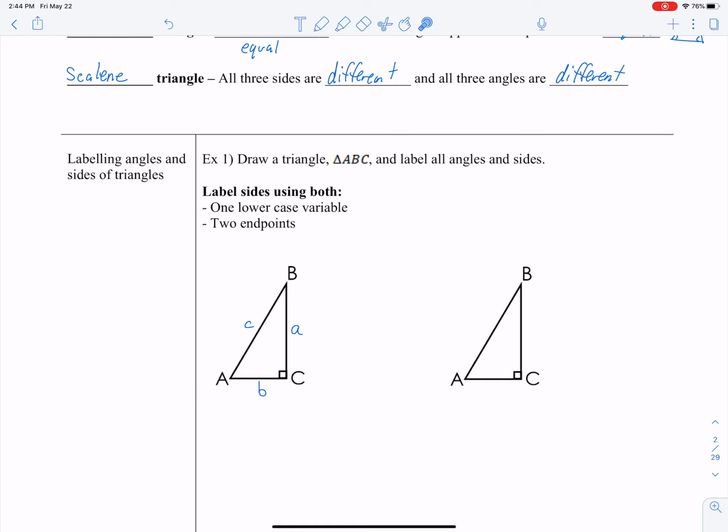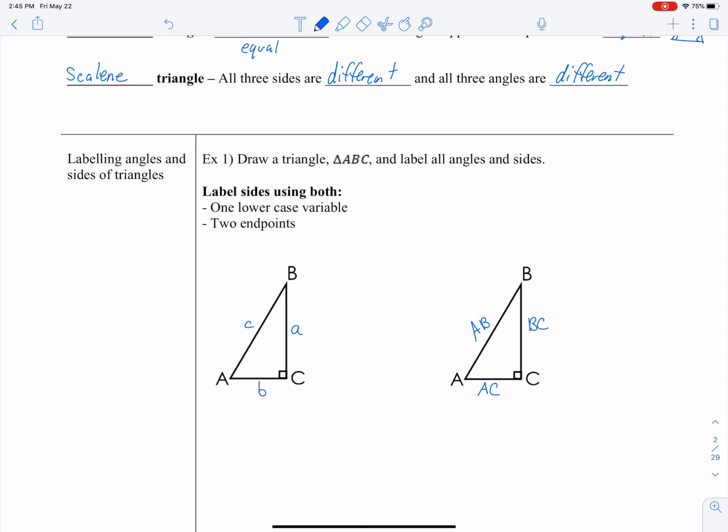The other method is using the two endpoints to label the sides. So let's start here. Our endpoint is A on one end of this line, and the other endpoint is C at the other end of the line. So in this case, we're going to use capital letters still. So we call this side capital AC. Next one, we're starting with a capital A, and we're ending with a capital B. So this side here, we're going to call AB. And then last one, capital B on one side, capital C on the other side. So we'll call this one BC.